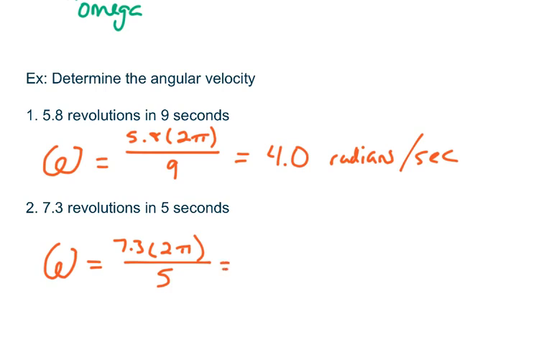And we're going to get approximately 9.2 radians per second. That one's rotating pretty quickly. If we're covering almost 7.5, or 7.25 revolutions in 5 seconds, we're twirling around pretty quickly.